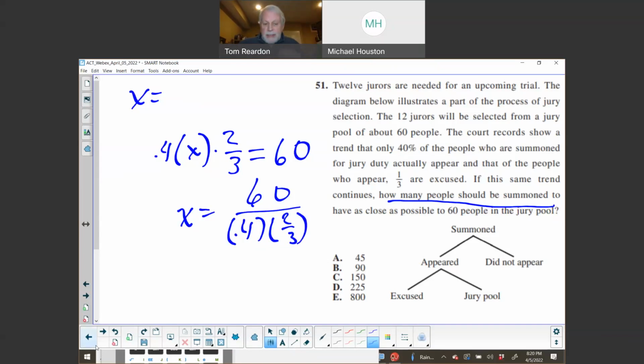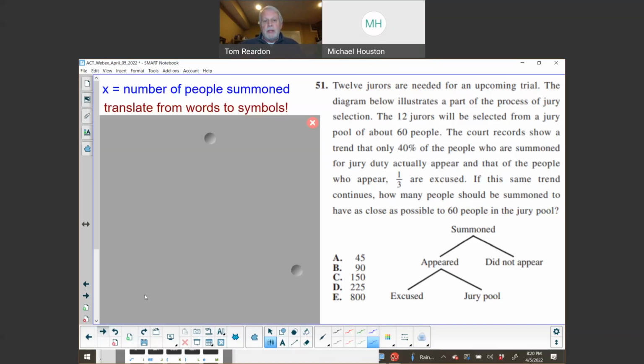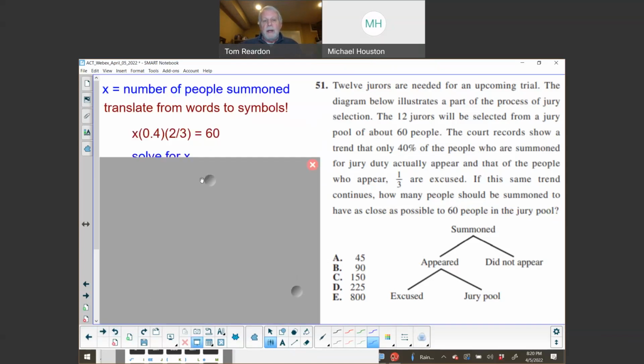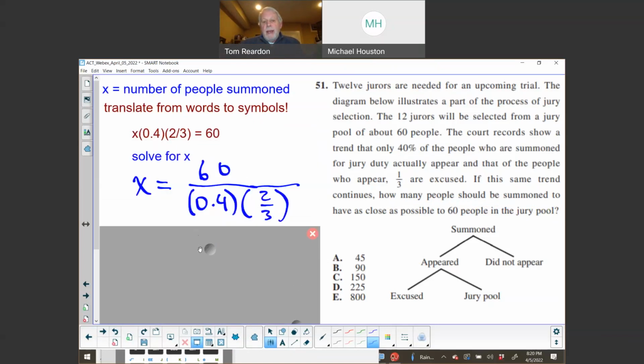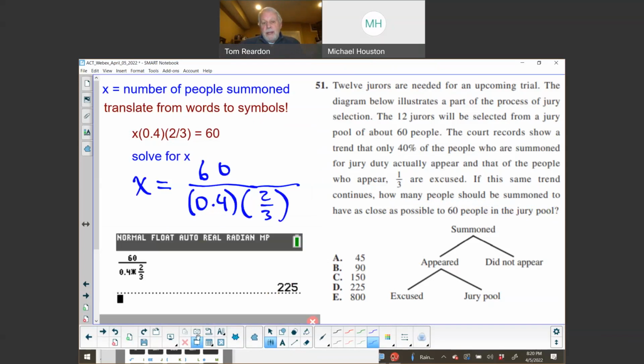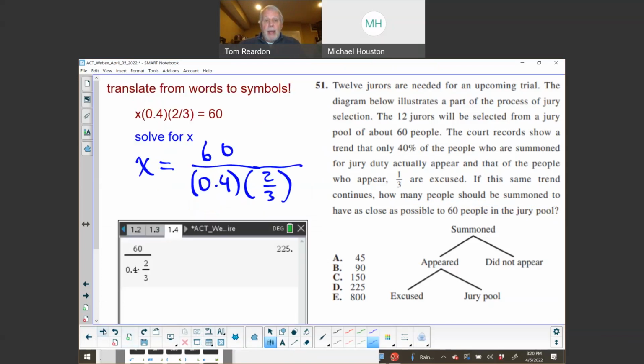I could also do it in steps like many students would do, but let me just show you on the next one here. So it's x times 0.4 times 2/3 is 60. Solve for x by dividing, and you can see that we're getting 225. Now, again, students may not do this, but to me, it's the quickest way to do it instead of doing it in steps. And on the Nspire, it would be done similarly.